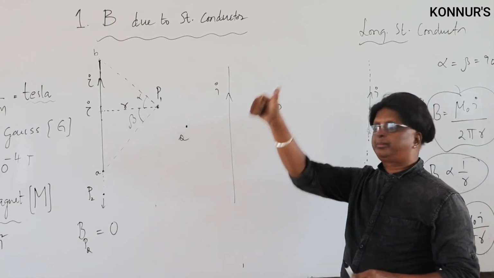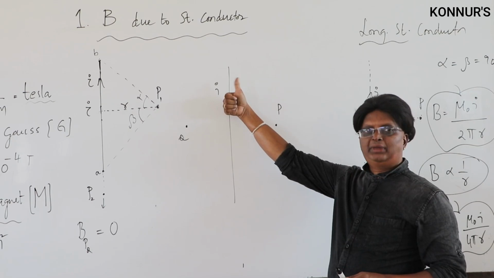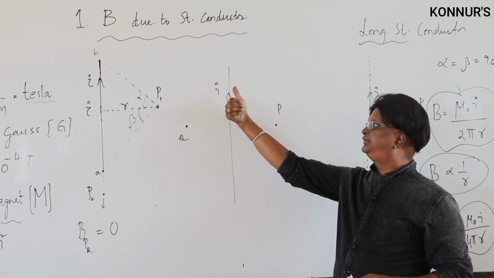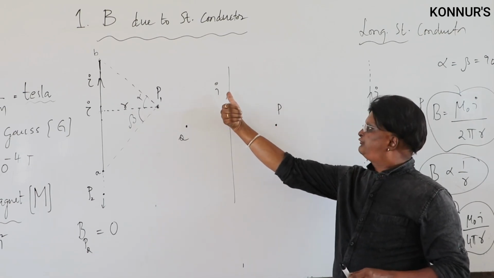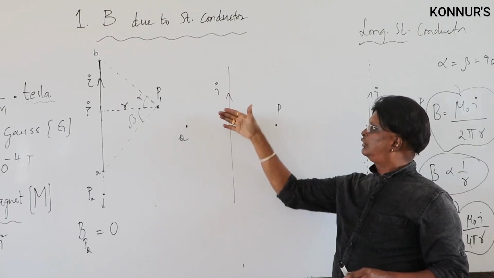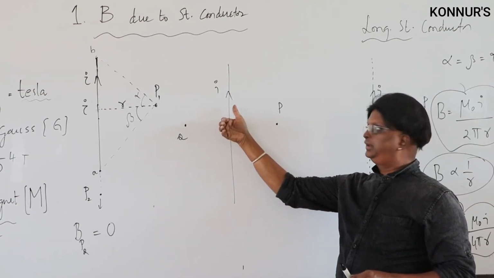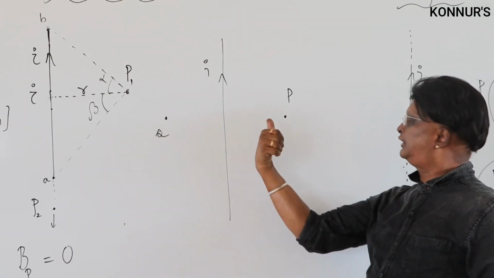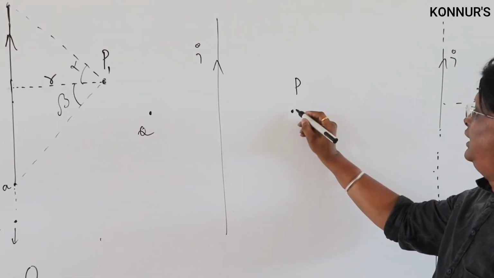See, thumb representing the direction of current. Yes, my thumb is upwards. Now look at these fingers. These fingers are entering into the plane, right? This is how you are writing. Therefore at the point P, these are entering inwards.